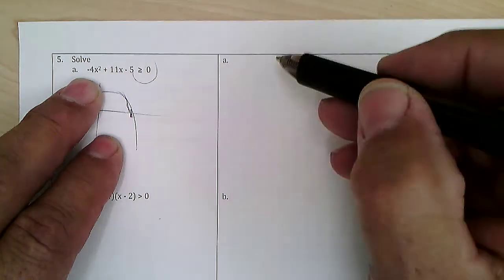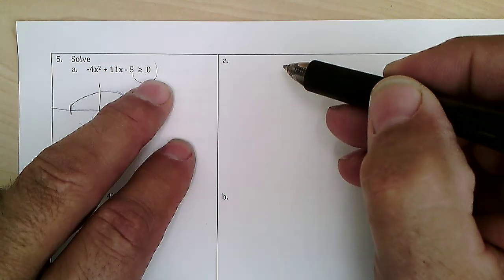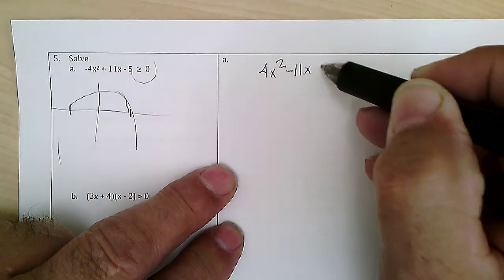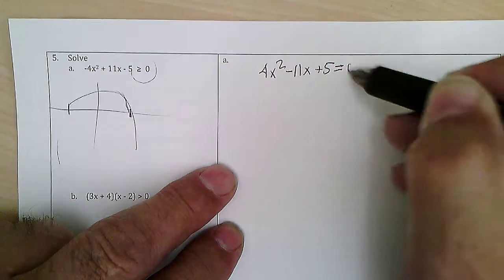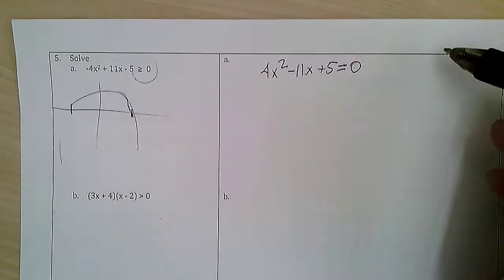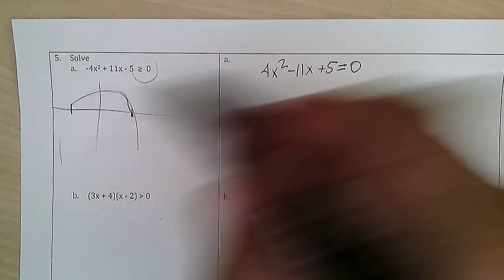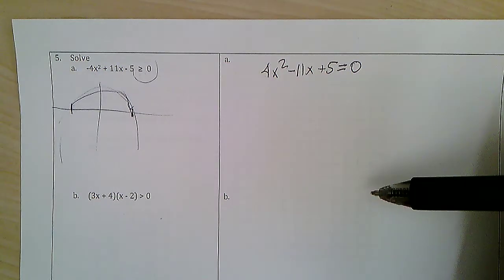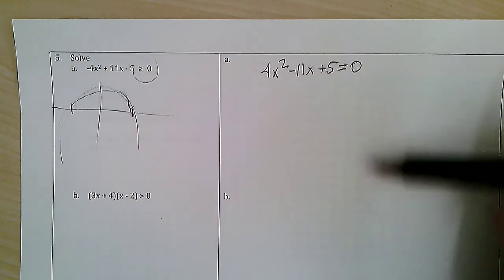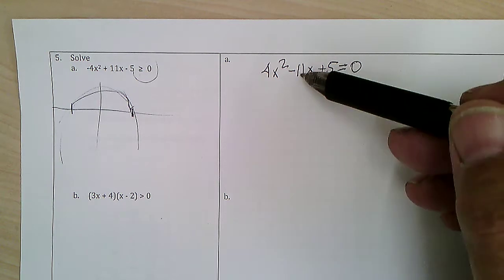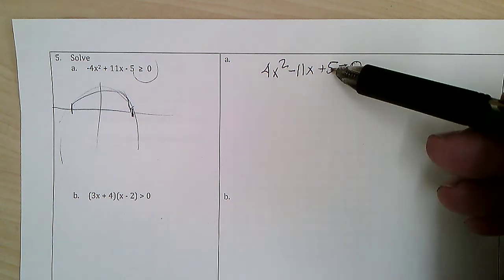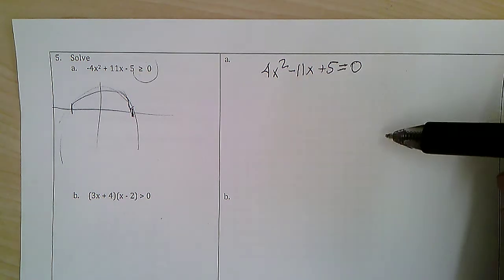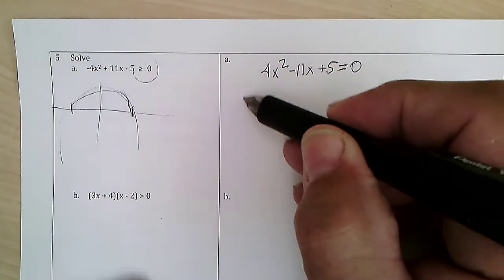Or we can multiply through by negative 1 to get 4x squared minus 11x plus 5 and set it equal to 0 to find these places. Forget the inequality after we realize that it's got to be between the two x-intercepts. Find the x-intercepts on this. Does it factor? 4 times 5 is 20 and 1. Nope. 2 times 5 is 10, and 10 and 2 doesn't make 11. Doesn't look like this is going to factor, so I'm going to use the quadratic formula.